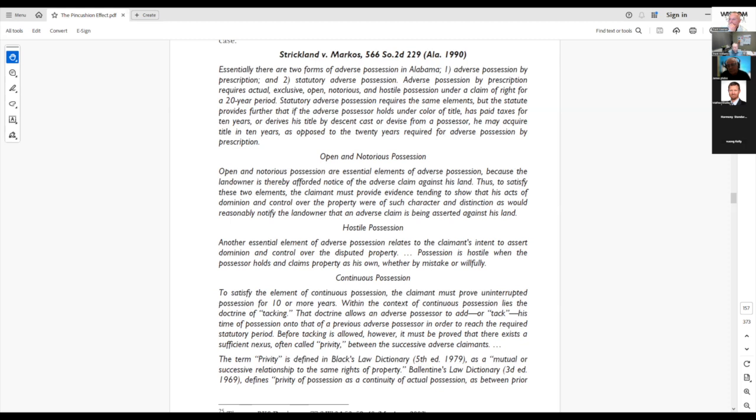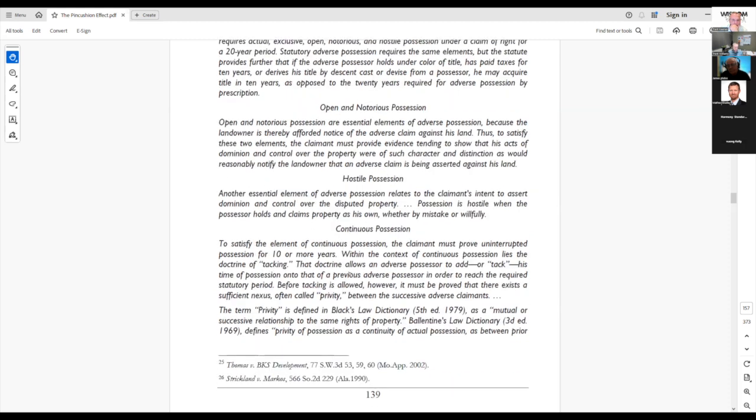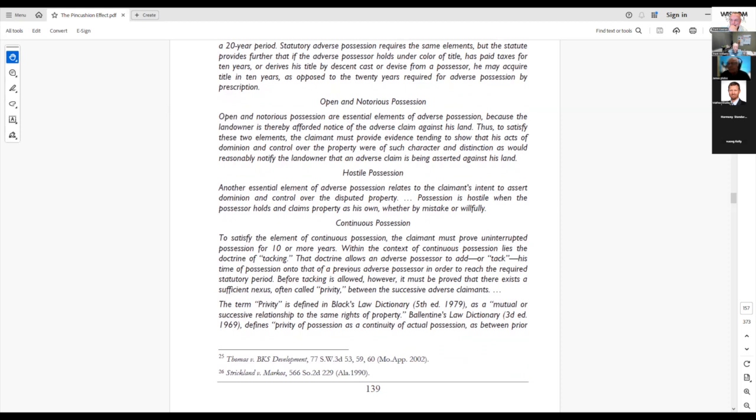Then he goes through and defines what all these are. This helps us answer Dean's question, but also gives us clarity to say this is likely an adverse possession case. The first one is open and notorious, so it's not hidden. Open and notorious possession are essential elements of adverse possession because the landowner is thereby afforded notice of the adverse claim against his land. Thus, to satisfy these two elements, the claimant must provide evidence tending to show that his acts of dominion and control over the property were of such character and distinction as would reasonably notify the landowner that an adverse possession claim is being asserted against his land.